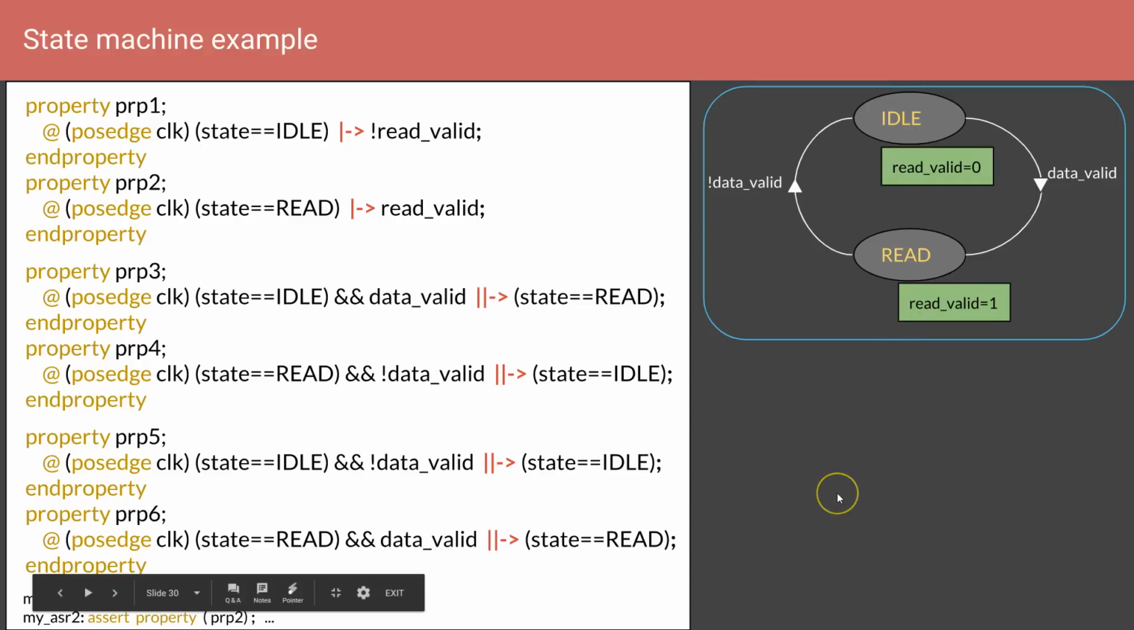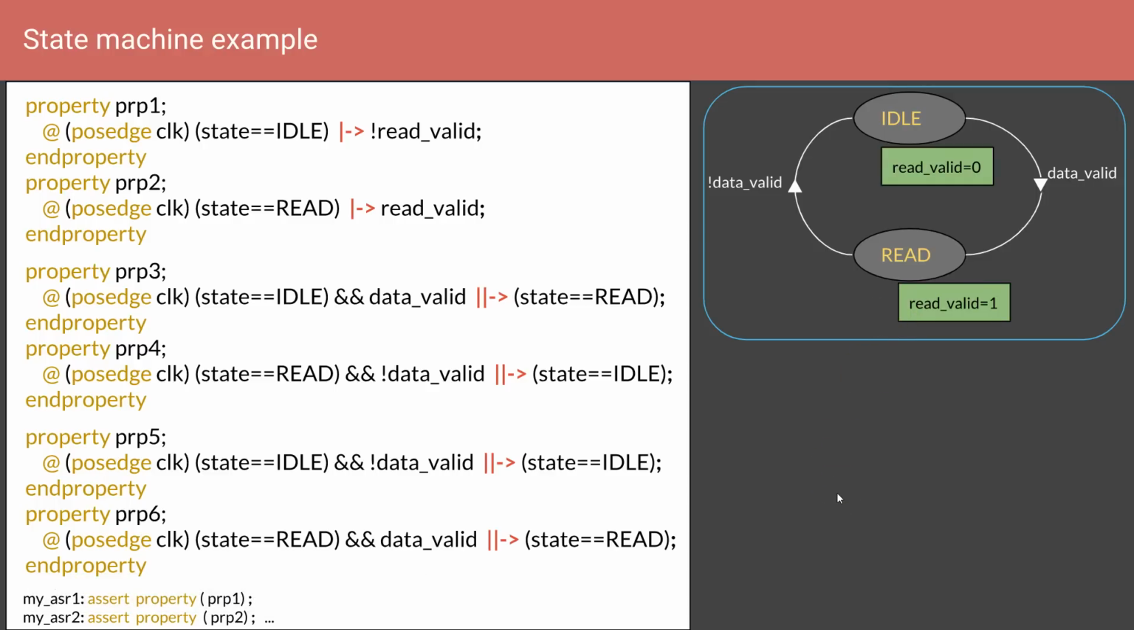So this is a very simple example of using cycle implication operators to define properties. And you will use these same cycle implication and next cycle implication operators more frequently when you use sequences, which you will learn in the coming sessions.